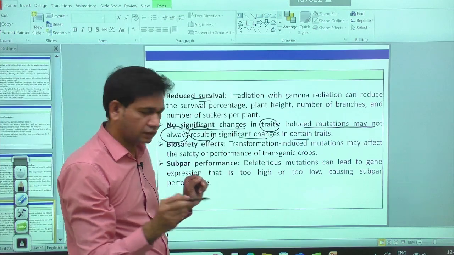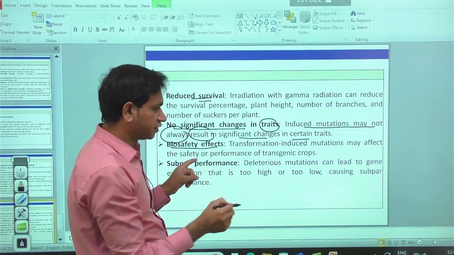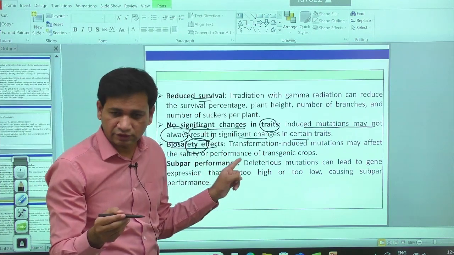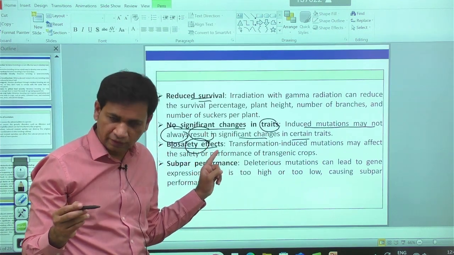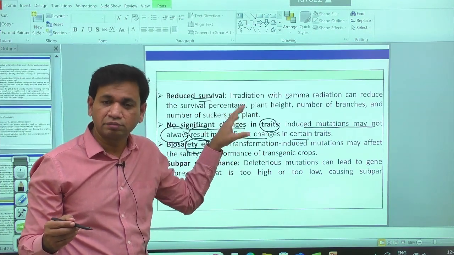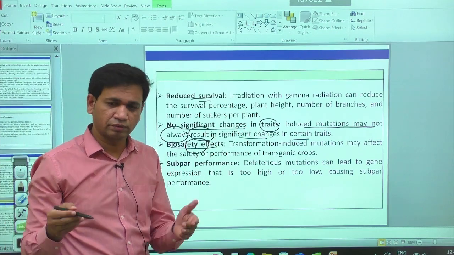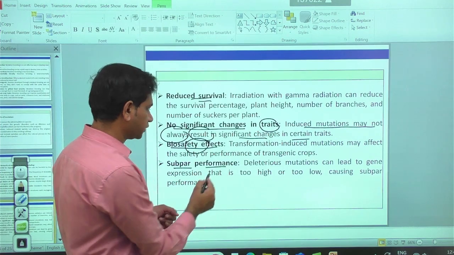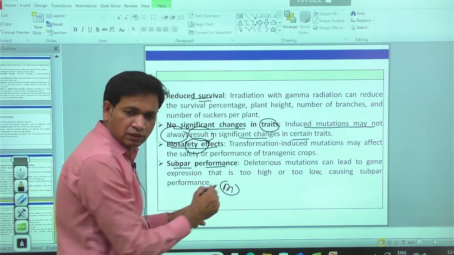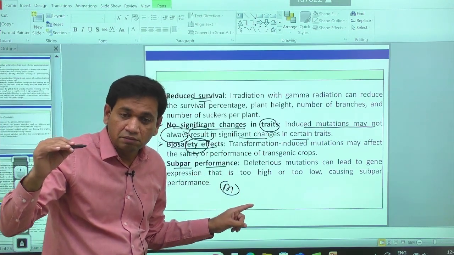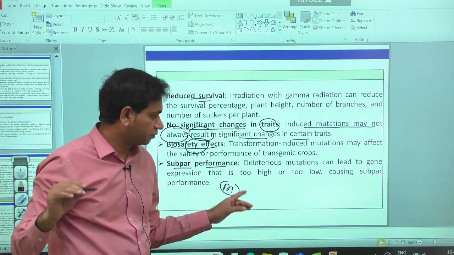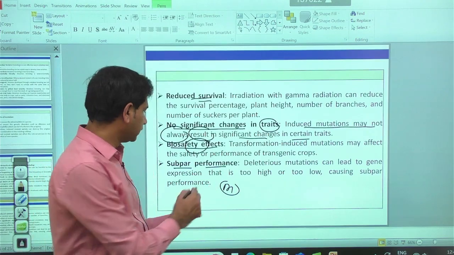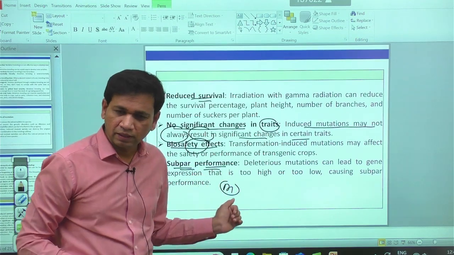Then biosafety effect. We said in the previous slide that it is non-hazardous, but sometimes biosafety issues are possible because we are using mutation with a larger dosage. Over the period, some kind of limitation can occur. Then subpar performance. Whatever mutant varieties we developed, the performance is not up to the mark. We always get below-average performance in the developed mutant varieties. That we call subpar performance.